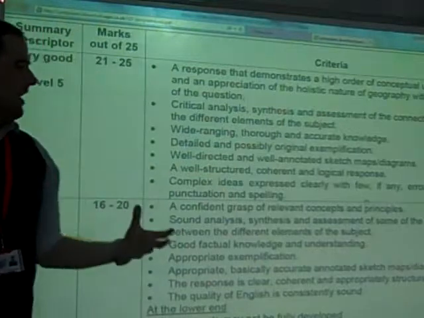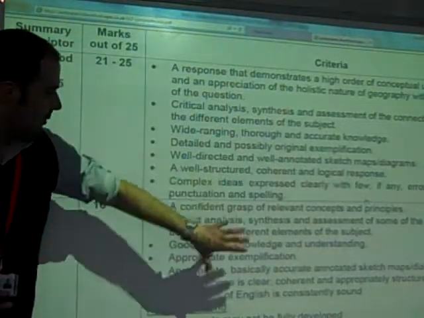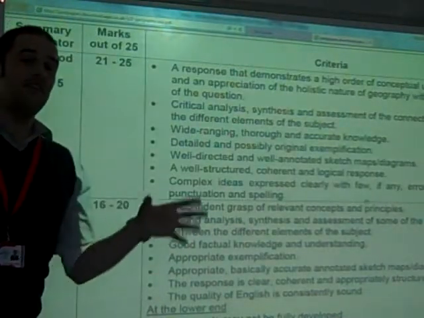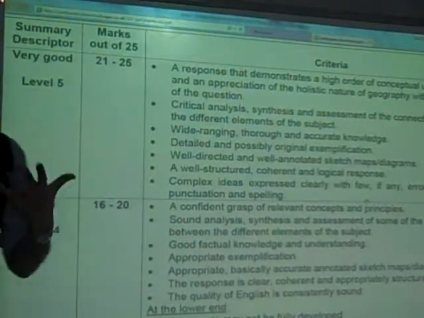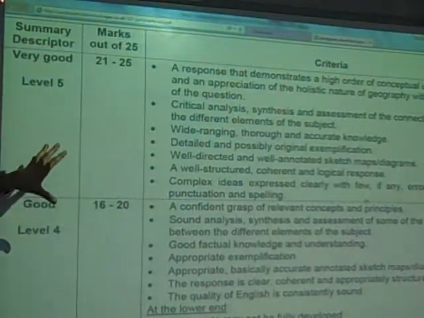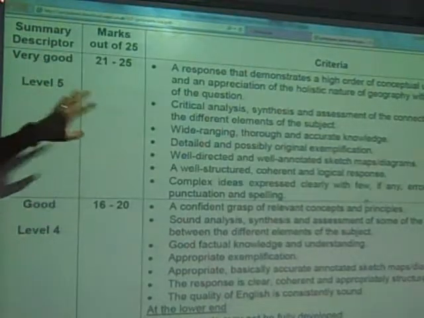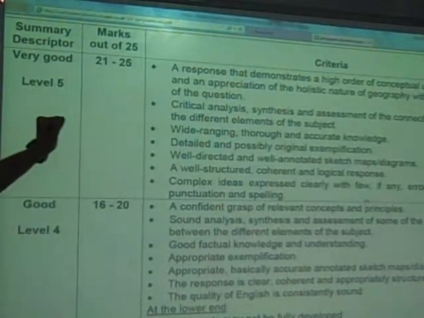Also, you've got a well-coherent, structured and logical response. And you might express some complex ideas, and your work actually has very few spelling, punctuation and grammar errors in it. So, in terms of doing this, this is the ideal of what you are aiming for. If you understand this before the exam, hopefully you will do really well.